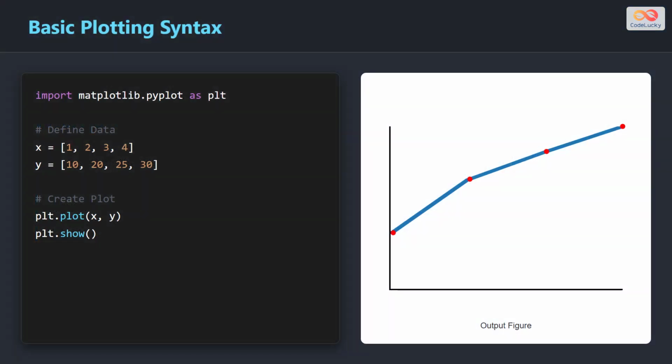Here is how simple it is to create a basic line chart. We import the Matplotlib module, define our X and Y data lists, and call the plot function. Finally, the show function displays our creation. It is that straightforward to get started.